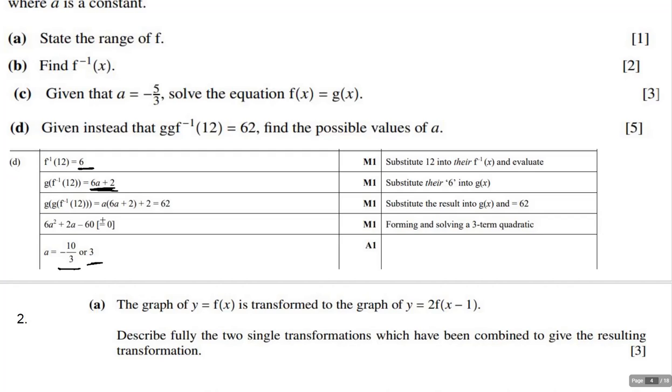And in this case, they have both answers. Okay, but notice 1, 2, 3, 4. All right, substitute the 12 into there. For example, say your inverse is screwed up. As long as you substitute the 12 into it and then evaluate it, you can still get this method point. And if because your inverse was screwed up, you clearly wouldn't have gotten a 6. But if you took your 6 and substituted it into this, then you would have got another method point. So even if your inverse was screwed up, you could still get 4 out of these 5 points.